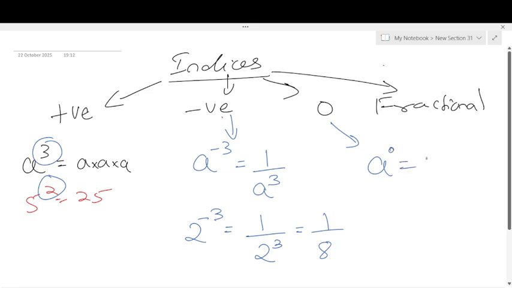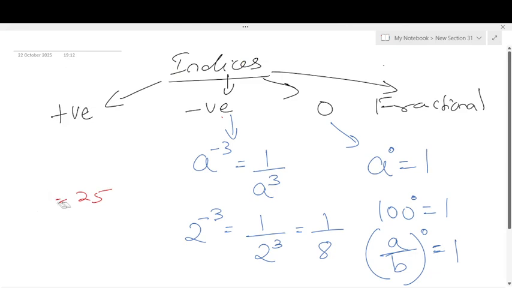Third, zero index. A to the power of 0 is 1. 100 to the power of 0 is 1. Anything to the power of 0, even a divided by b to the power of 0, what's the answer? The answer is 1. Are these three concepts clear? Positive, negative, and zero index? Okay, positive done, negative done, zero index done.